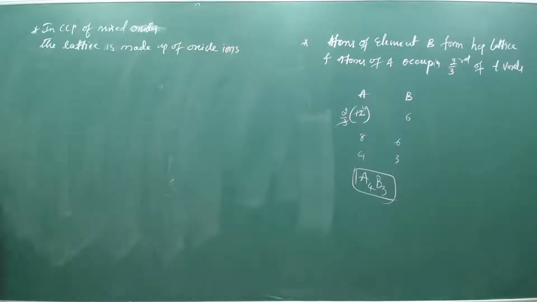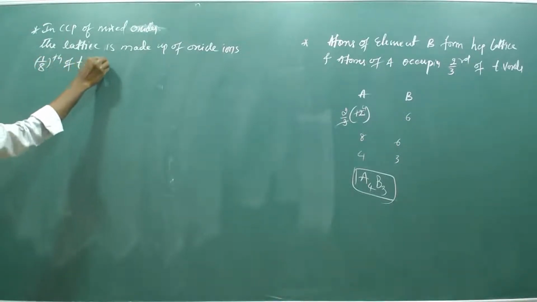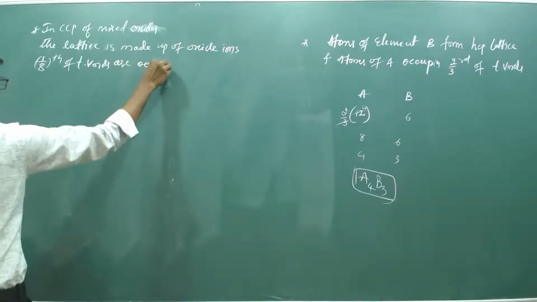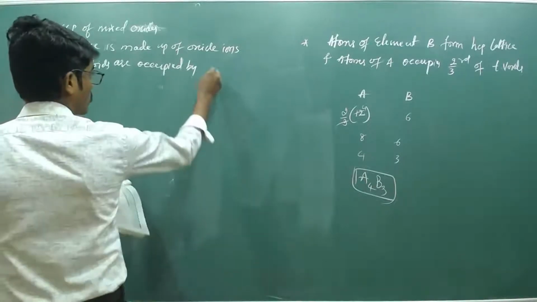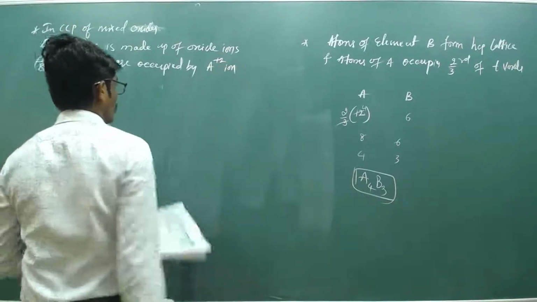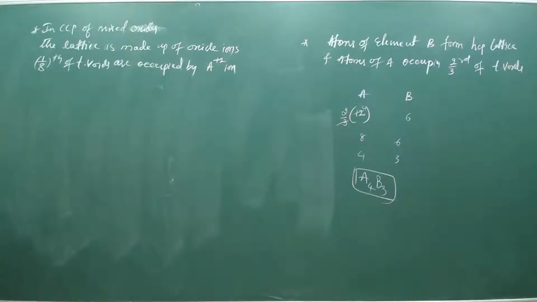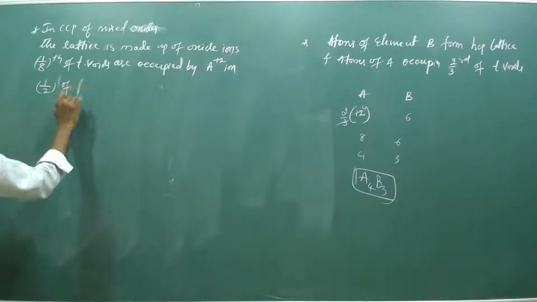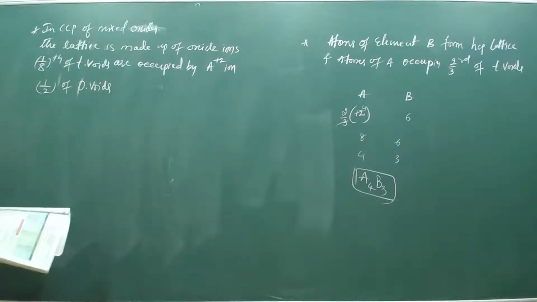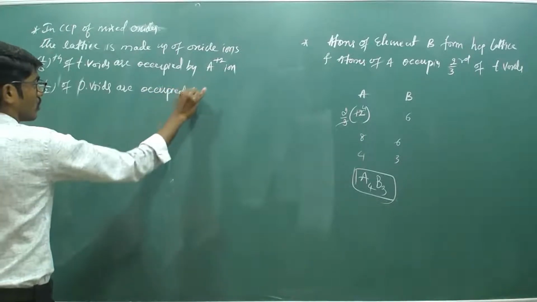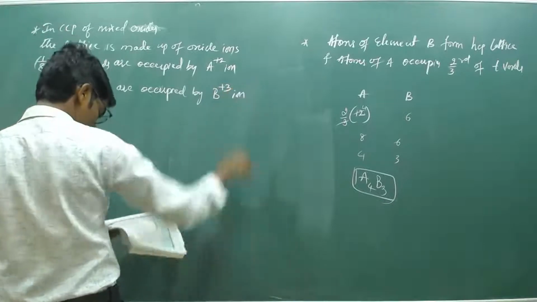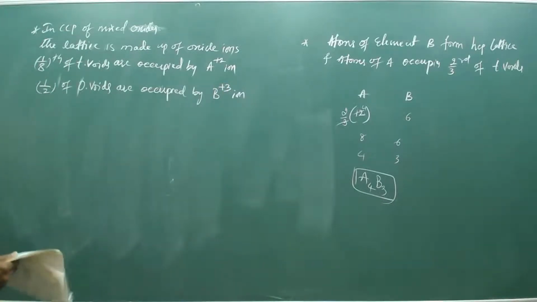Next point. 1/8 of the tetrahedral voids are occupied by a divalent ion A+2, while one half of the octahedral voids are occupied by a trivalent B3+ ion. What is the formula of the compound?